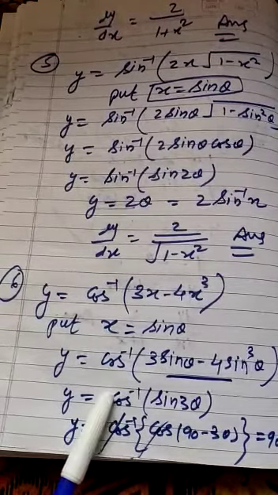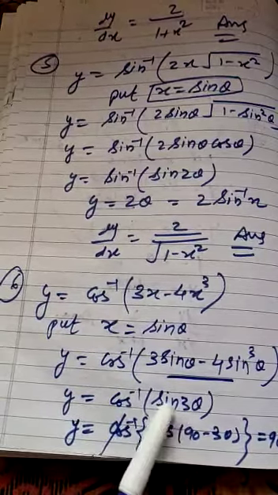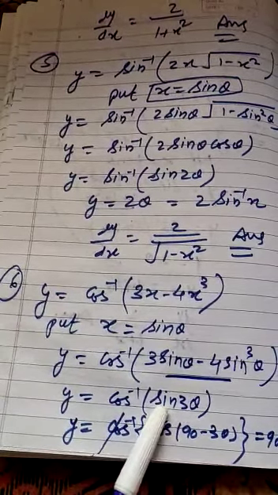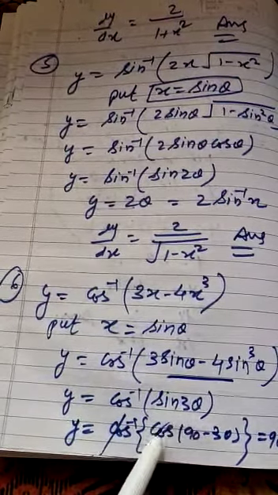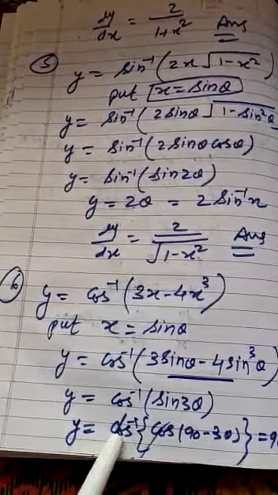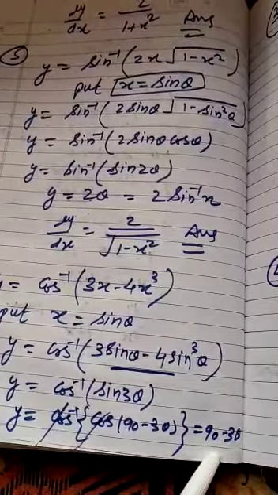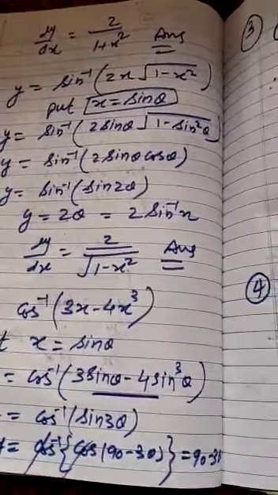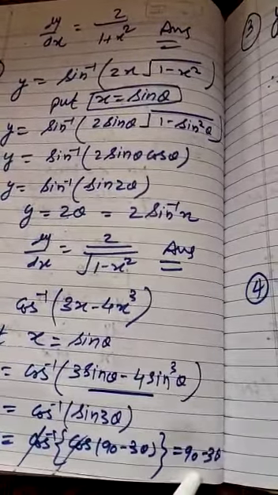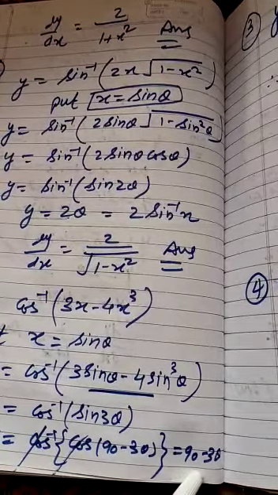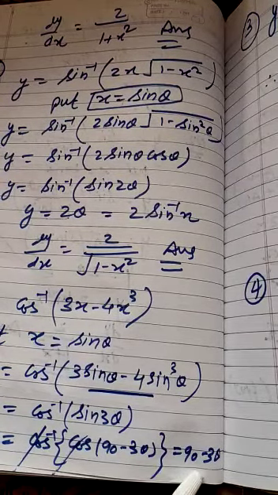Now sin and cos inverse will never cancel, so we have to convert this sine in terms of cos. Sin 3 theta can be written as cos of 90 minus 3 theta. Cos inverse and cos will cancel out and we have 90 minus 3 theta. Put the value of theta. The value of theta will be sin inverse x, and it is easy to differentiate.